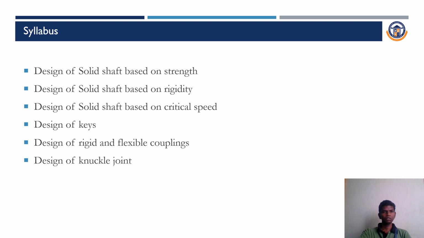In unit number 2, these are the topics I am going to cover. The first topic is design of solid shaft based on strength. Second is design of solid shaft based on rigidity. Third is design of solid shaft based on critical speed. Fourth is design of keys. Next is design of rigid and flexible coupling. And last is design of knuckle joint. Let's see one by one.